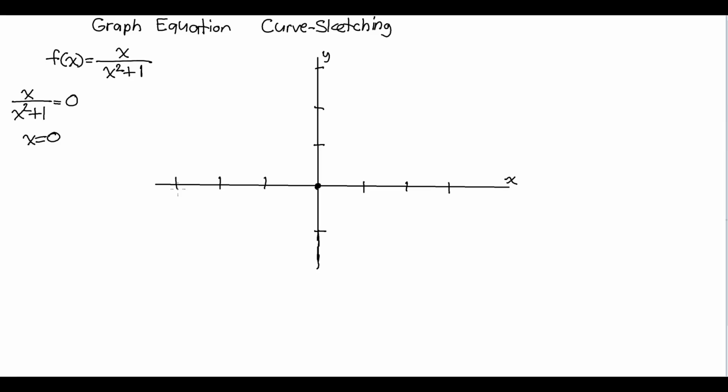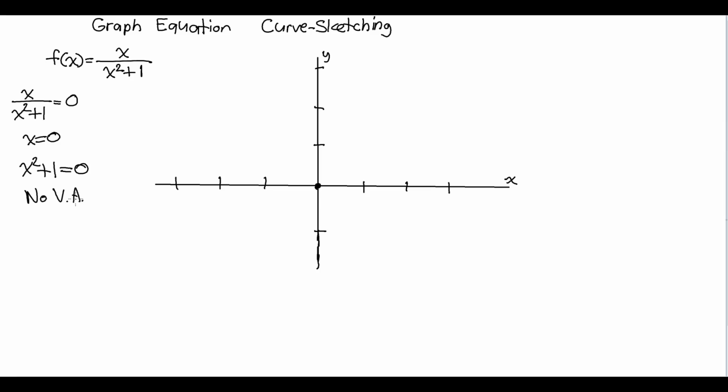So now let's find out about any asymptotes. Let's check for vertical asymptotes. So we need to see where the function is undefined. Now for it to be undefined, you need x squared plus 1 equals 0. But there are no real solutions to that equation. So there are no vertical asymptotes.